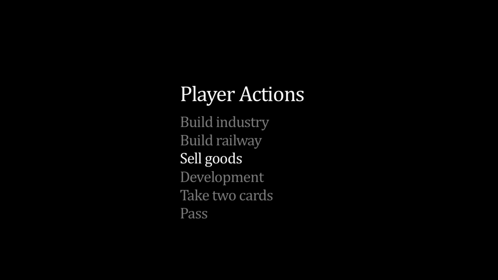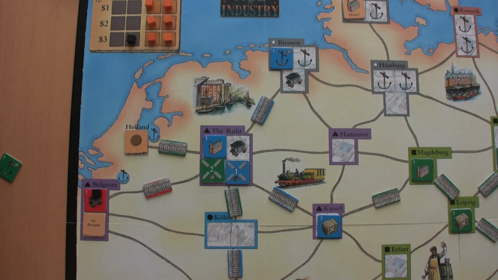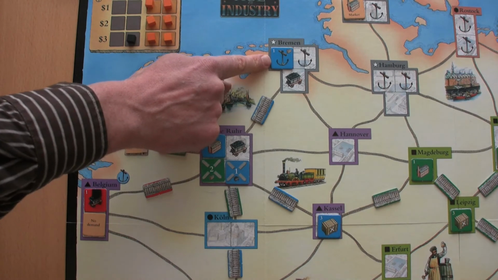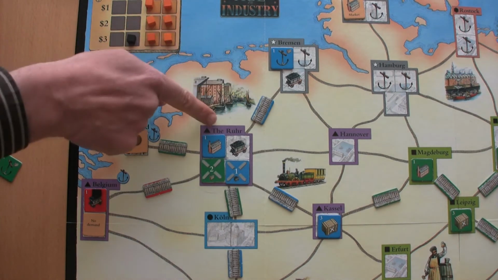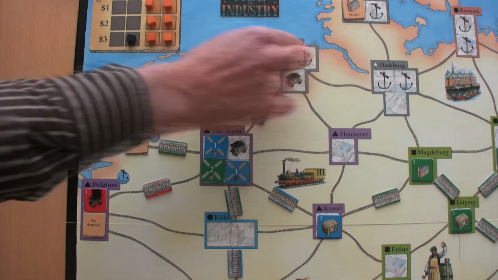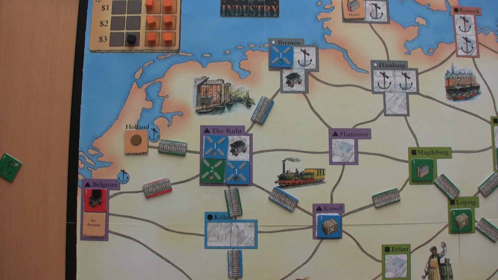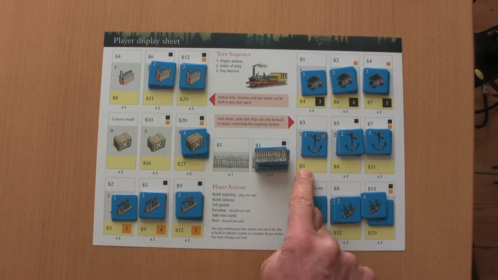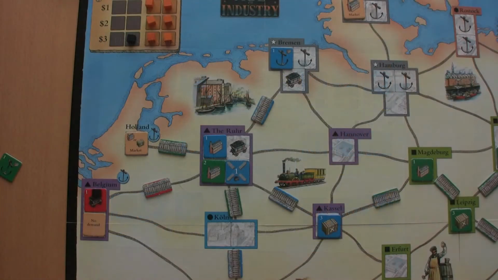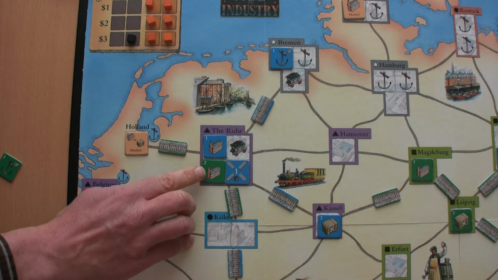Sell goods. Cotton mills and factory counters are able to sell goods to connected ports or markets as long as they are unflipped. The industry counter you are selling from and the counter you are selling to must then be flipped. The respective owners of the 2 counters then receive the amount of money as indicated on the player display. A player can complete as many sales as they want during this action.